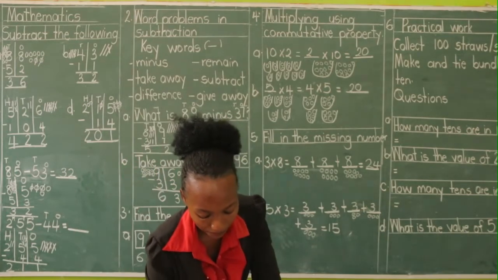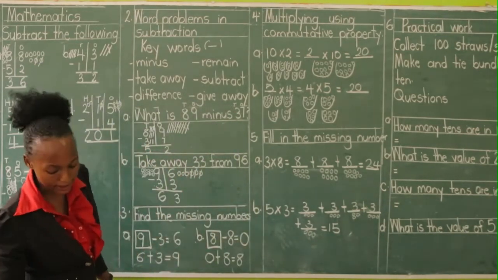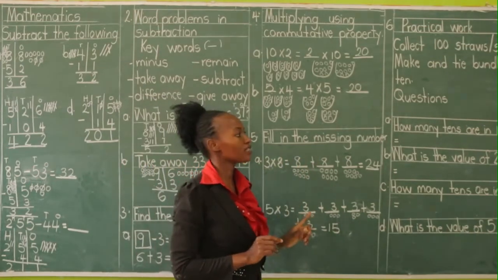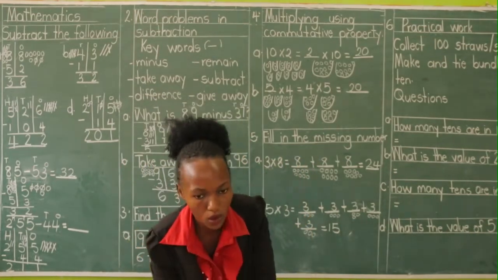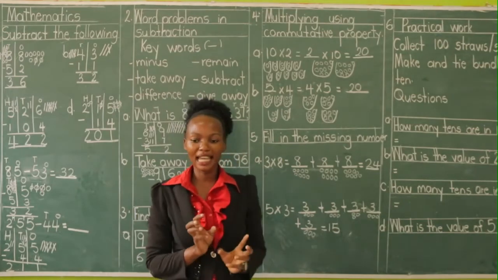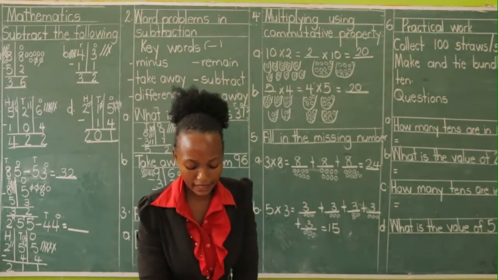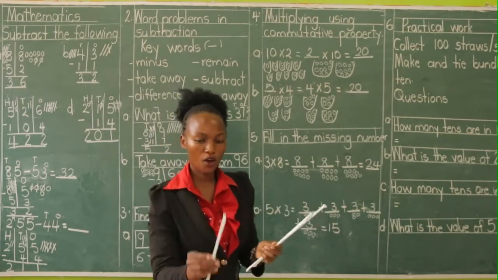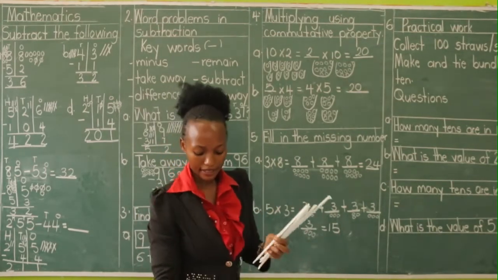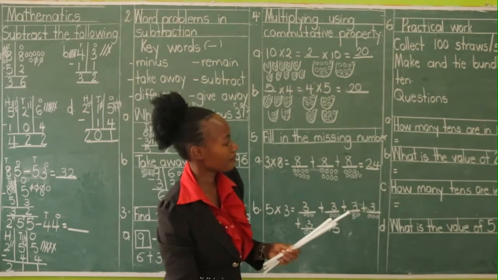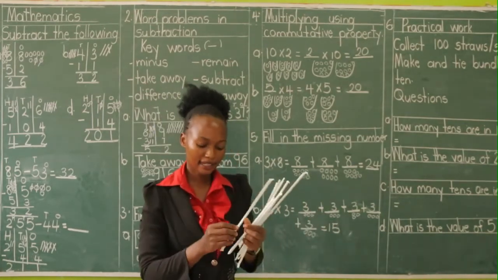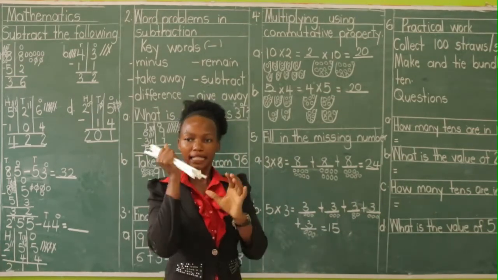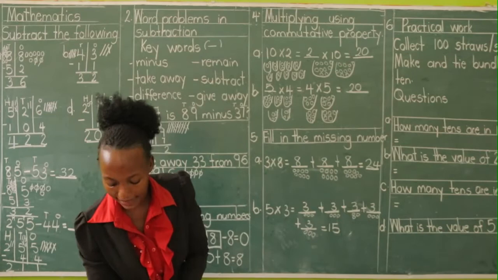These are our 100 straws. Now, we want to find how many 10s we can find in 100 straws or 100 sticks. Now I'm going to be tying 10, 10. I get my 10. 1, 2, 3, 4, 5, 6, 7, 8, 9, 10. This is my 10. I put my 10 aside.